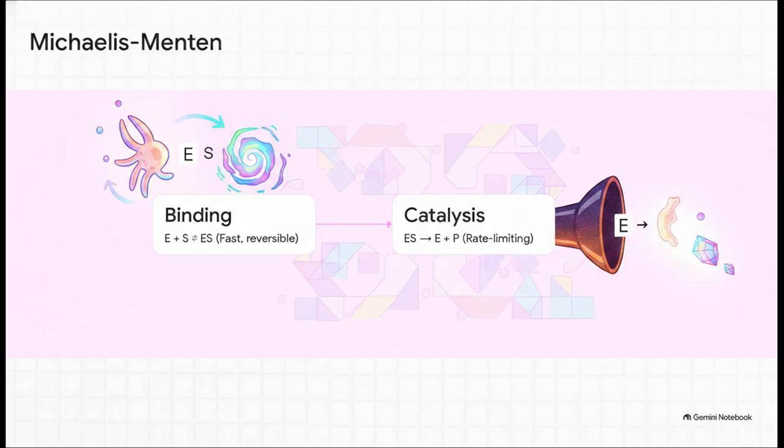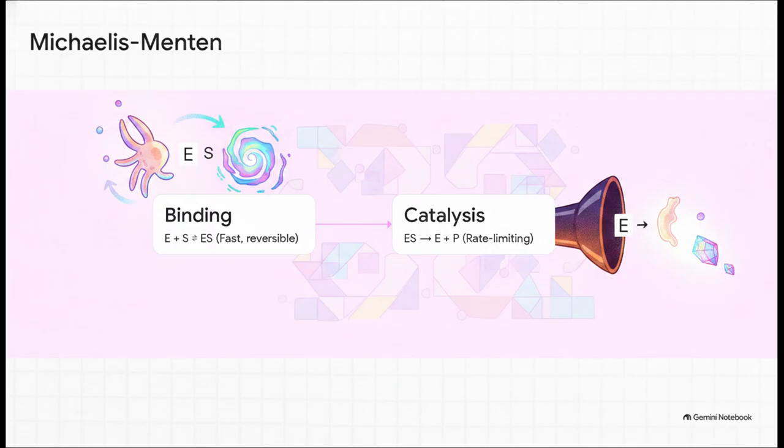But they don't do it from afar. They get right into the thick of it. To really understand this, we rely on a brilliant mathematical framework from 1913 proposed by Leonor Michaelis and Menten. The whole process kicks off with a fast, completely reversible binding step. The enzyme, our E, bumps into its substrate, the S, and they lock together to form an enzyme-substrate complex, or ES.